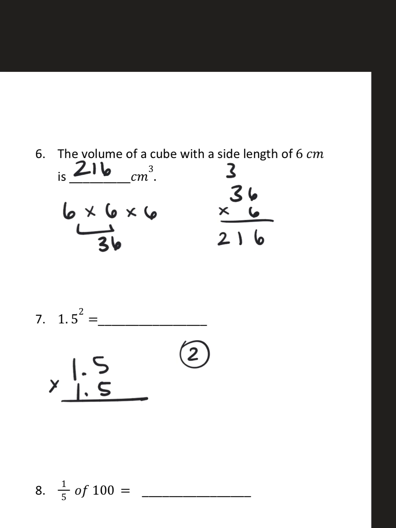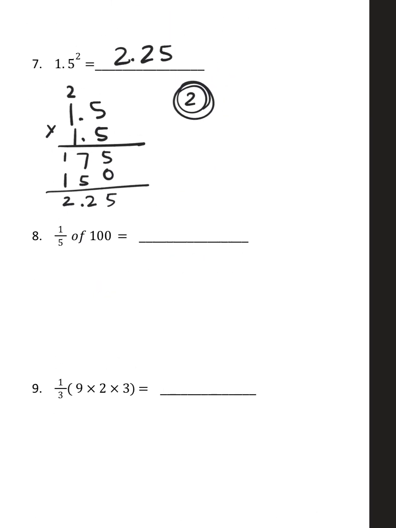5 times 5 is 25. 1 5 is 5, plus 2 more is 7. Put in my 0 placeholder, move to the next. 5 times 1 is 5, 1 times 1 is 1. Add. And then lastly, because I had 2 digits behind the decimal in the question, I'm going to match in my answer for 2 digits behind the decimal in my answer.